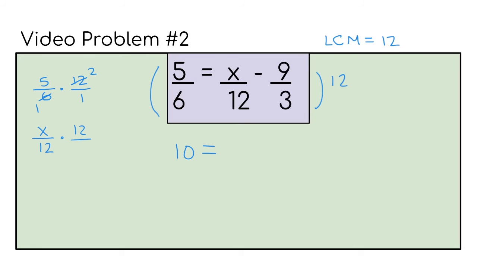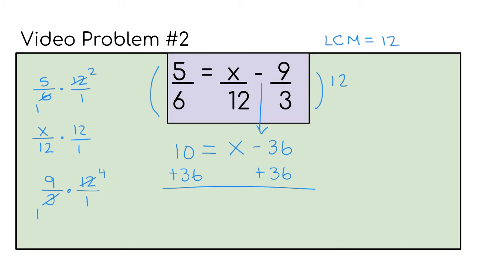times 12 over 1, we're just left with x. And then 9 over 3 times 12 over 1. We can cross simplify this to get 1 and 4, and this will give us 36. Make sure that you're using the same signs when you're doing these problems, so you want to be consistent. So in order to solve this equation now, we can add 36 to both of our sides, and we're left with 46 equals x.